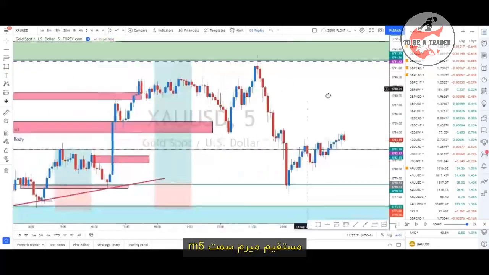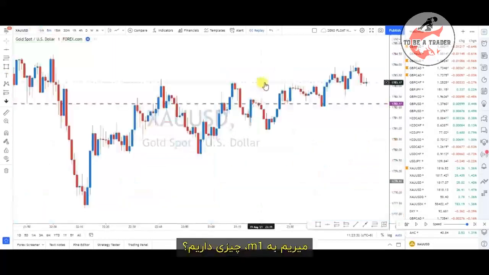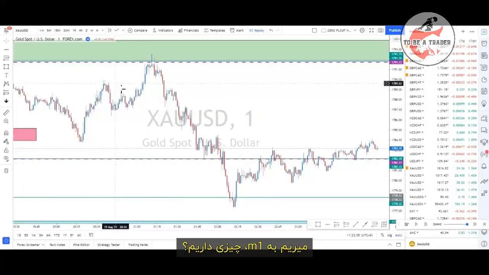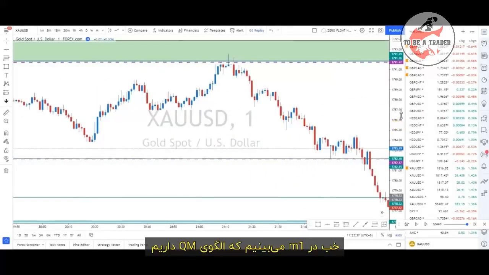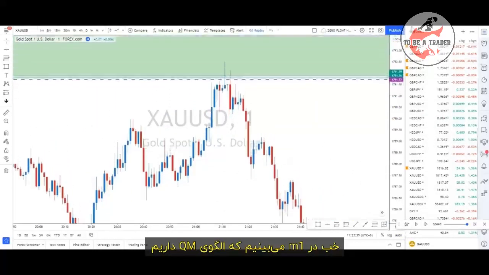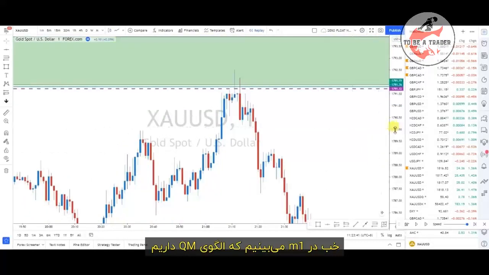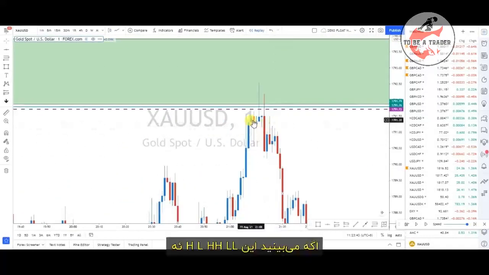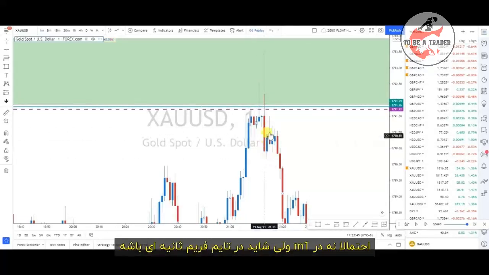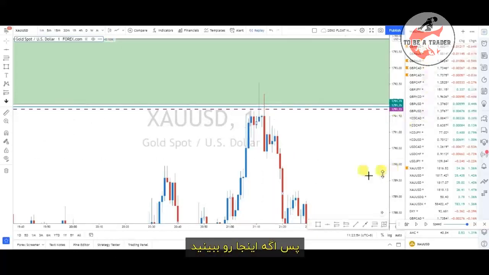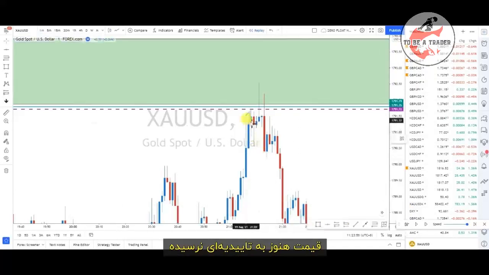I will go straight to the M5. No, do not have. Let's go to the M1. Do we have anything? Okay, M1 we do have QM like pattern. However, if you can see that this is a high, low, higher high, lower low. Okay, probably not in the M1 but maybe in the seconds time frame. So if you look at here, price has not reached any confirmation yet.